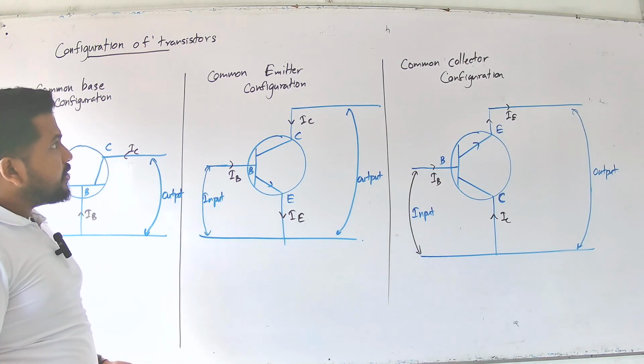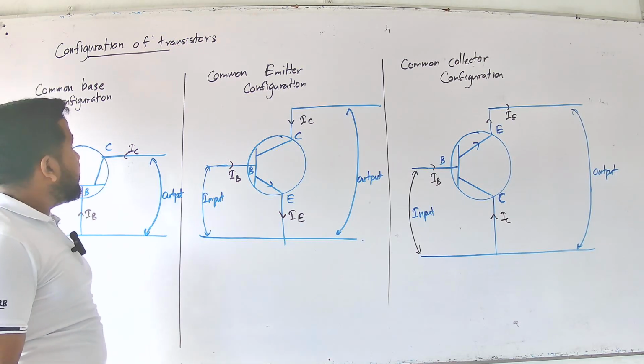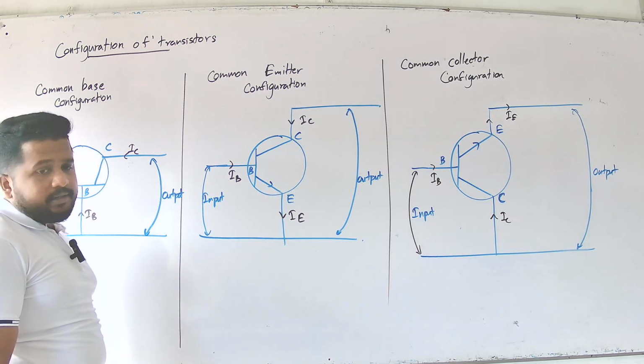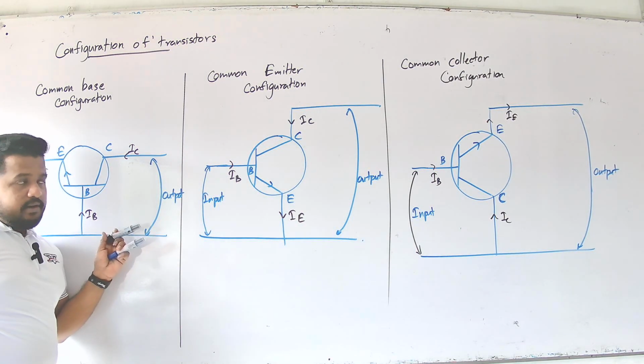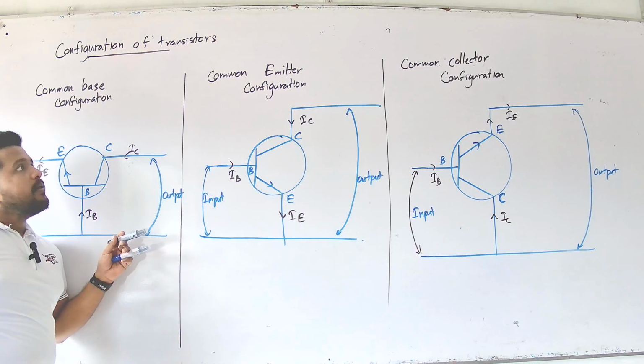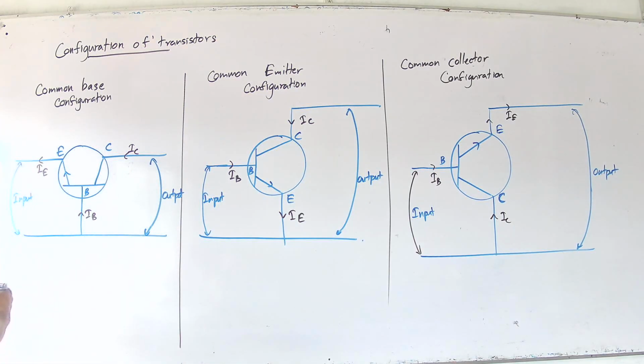Pre-configuration. Common base, common emitter, common collector, right? We need to identify what are the gains of this configuration, right? So for this case, current gain.